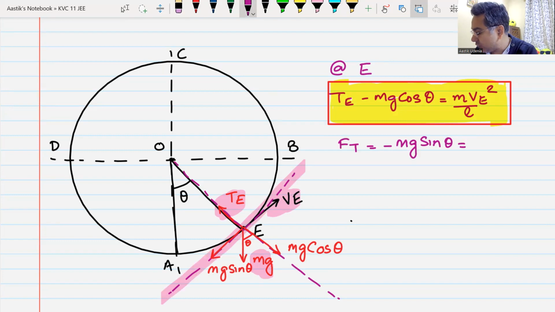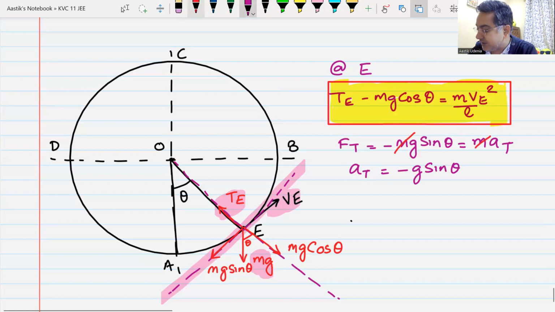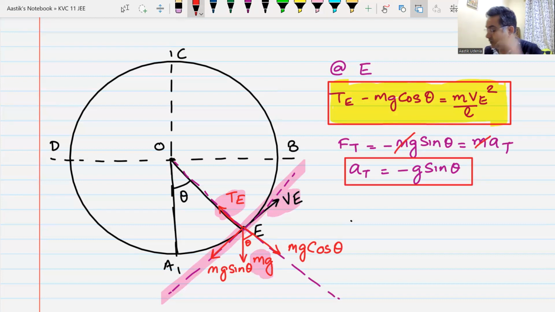And that should be equal to m into tangential acceleration. If I cancel the mass, my tangential acceleration becomes minus g sin theta. A very important result, that now I have it in the form of g sin theta. Well done.